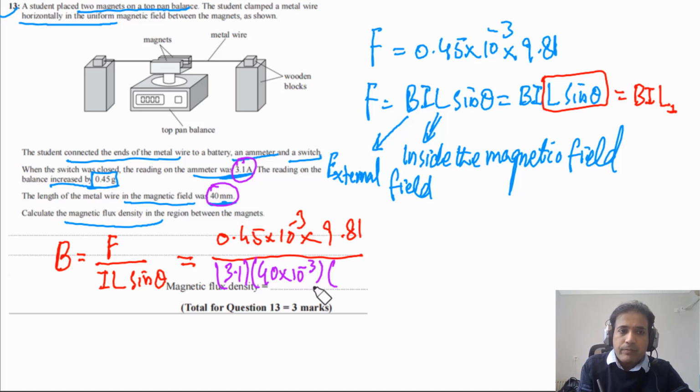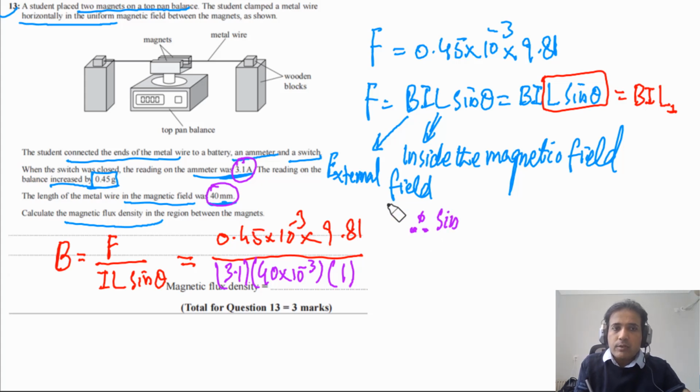So the angle is 90 because the magnetic field is into the page or out of the page, and the current is to the right or to the left. So it means that the angle is 90. So sine 90 is 1. So here we can say sine 90 is equal to 1.